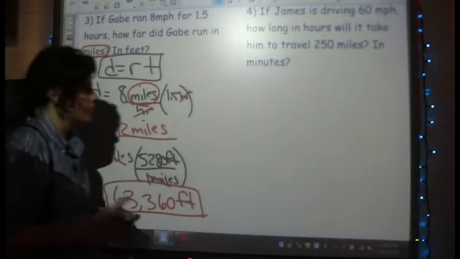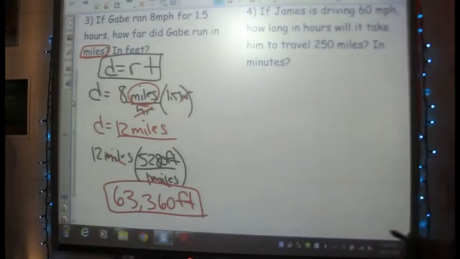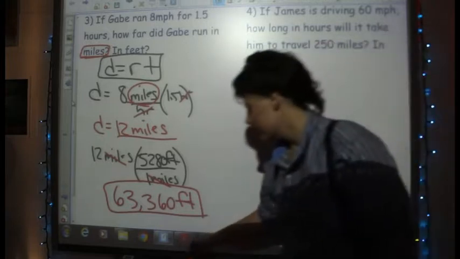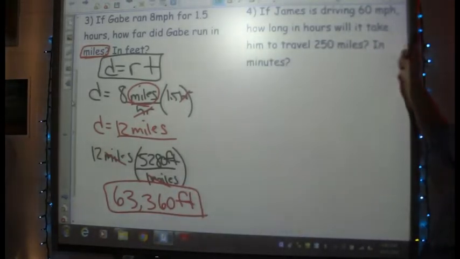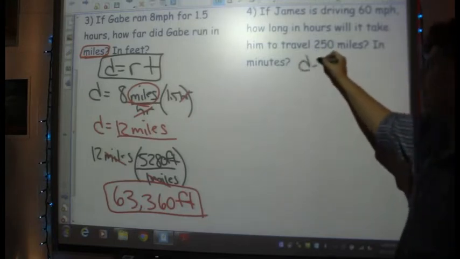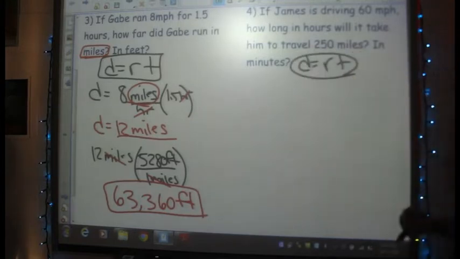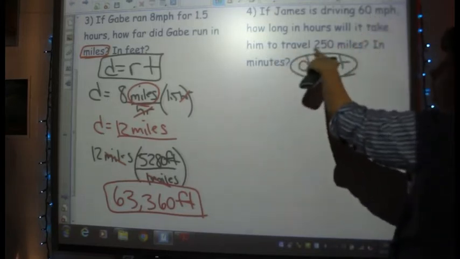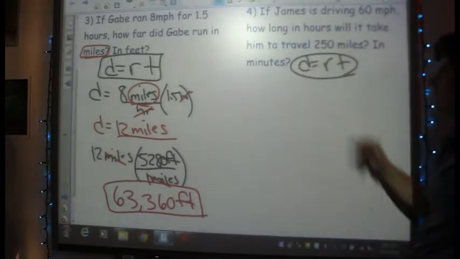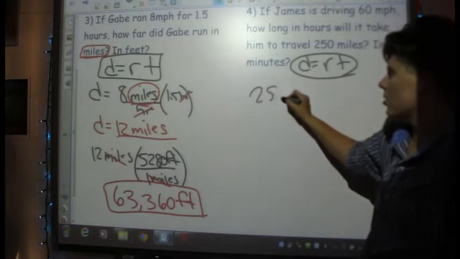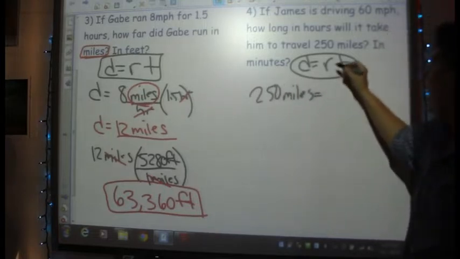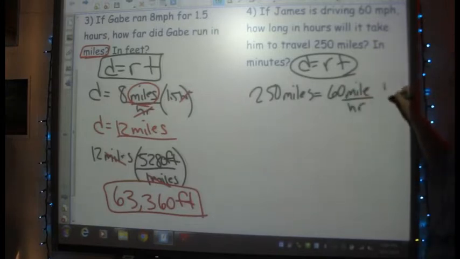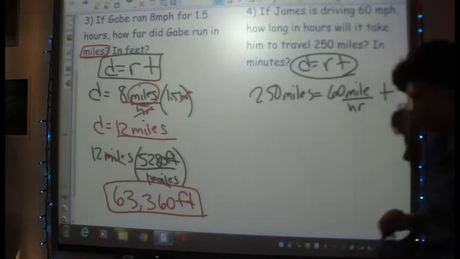So number 4 says, if James is driving 60 miles per hour, how long in hours will it take him to travel 250 miles in minutes? All right, so first, how long will it take him, and then in minutes. So remember, our formula is distance equals rate times time. So here, it gives me the rate of 60 miles per hour, and it tells me that he wants to travel 250 miles. So what they've given me here is the distance, 250 miles, and they've told me how fast he's going to go. So that's my miles per hour. And what I don't know is the time.